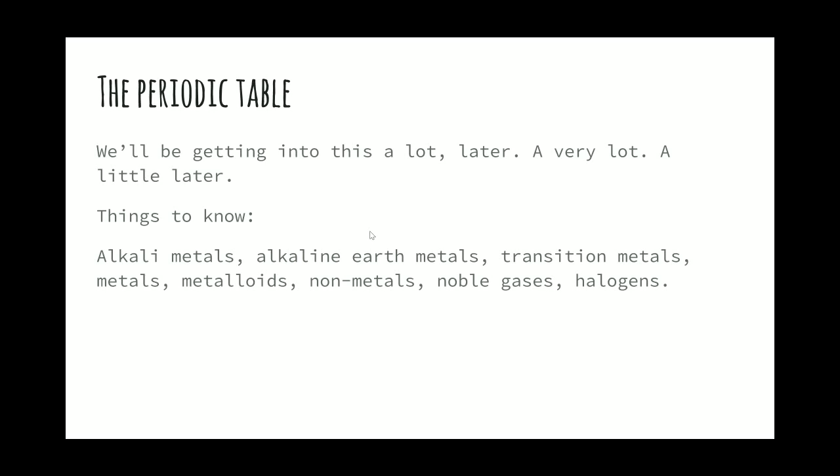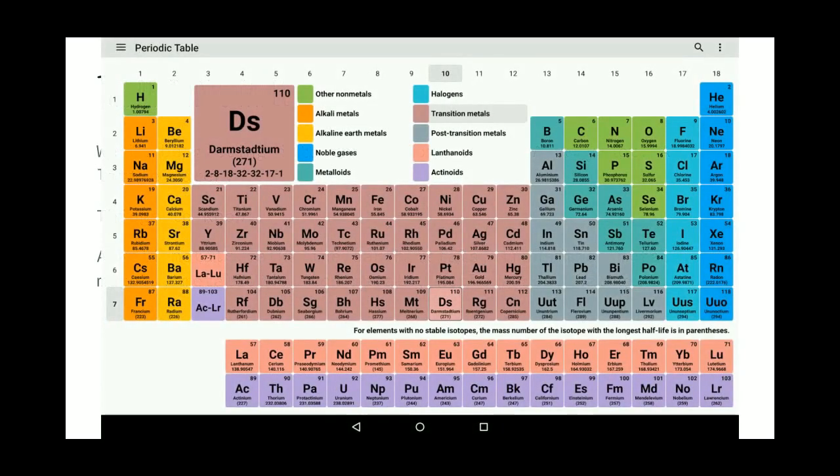We are going to get into the periodic table a lot later. That is to say, we'll be getting into it a lot, and this will happen a little bit later. But right now, we're going to look at the different sections of the periodic table. You notice it has this funky sort of block shape. The reasons for that we'll get into later, but for now, let's look at the different groups.